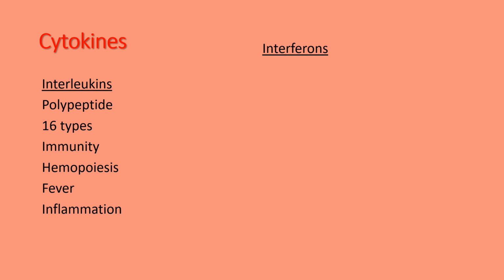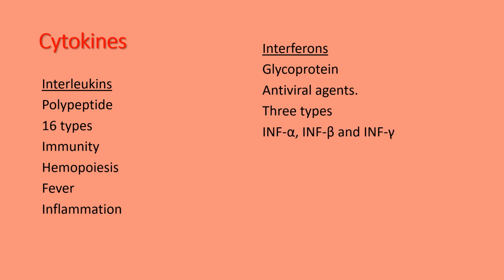The second important cytokine is interferon. It acts as an antiviral agent and also acts against cancer cells. It has three types: interferon alpha, beta and gamma. Colony stimulating factor also acts as a cytokine. It has three types: colony stimulating factor for granulocyte monocytes, for macrophages, and for granulocytes. These play an important role in the proliferation of pluripotent stem cells in hemopoiesis, the production of WBC, RBC and platelets.